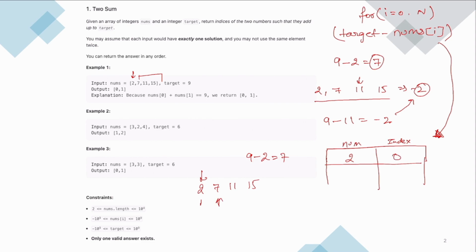Then you come to the 7. 9 minus 7 equals 2. So you check if 2 is present in this map or not. We already have 2 here, so that will be our answer. So our answer will be 0, 1, the index of 2 and the j index, and this is what you get.